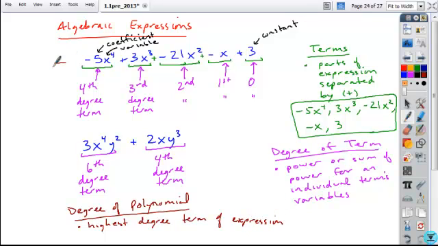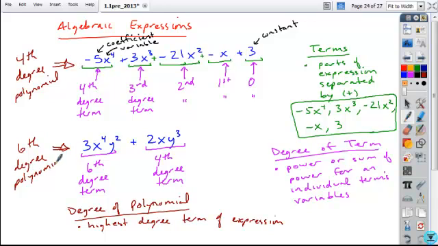And so if I looked at this whole expression, it would be a fourth degree polynomial, because the highest degree term in it is 4. Okay, what would this one be? Sixth. Whatever the highest degree term is, so this would be a 6th degree polynomial. Okay, so that's talking about the whole expression, or the expression as a whole, versus the individual terms.